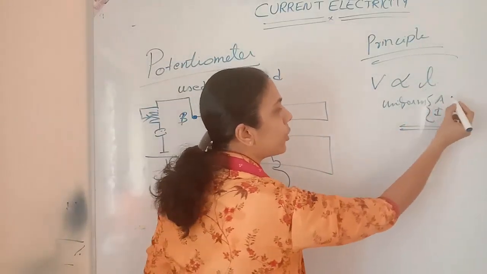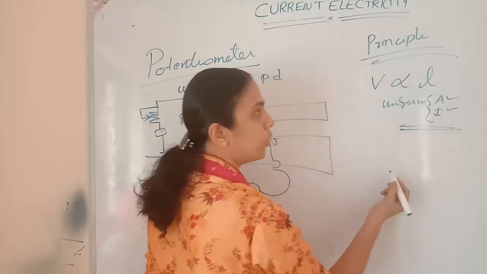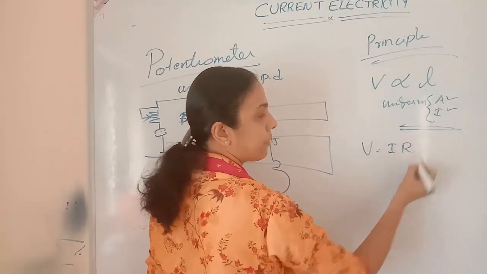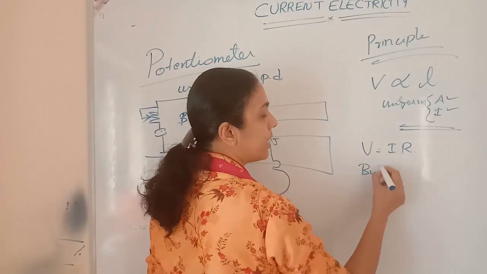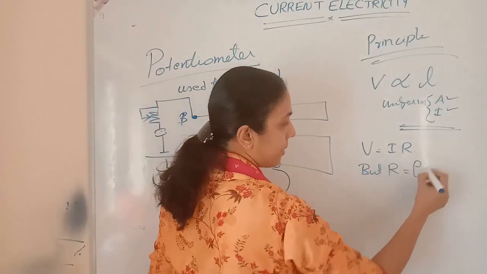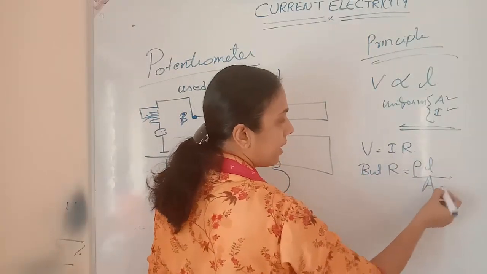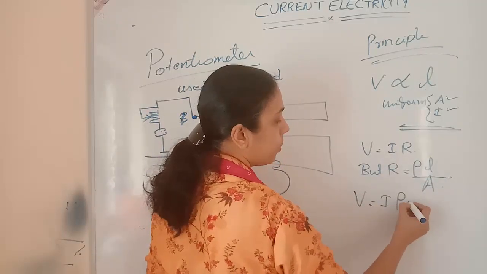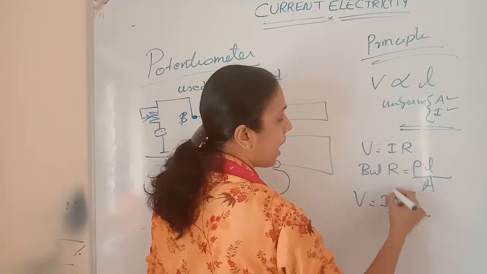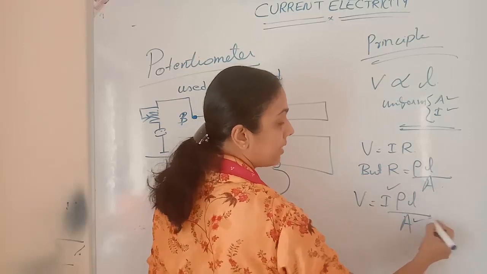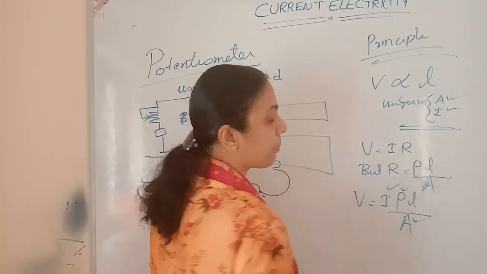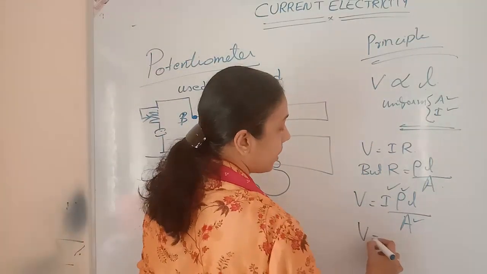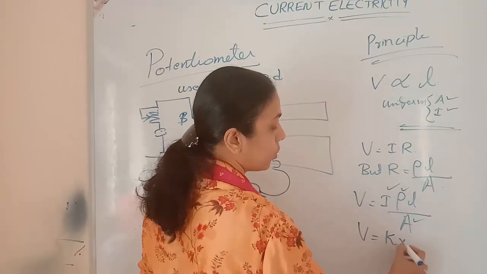See, I told you for uniform area of cross section and uniform current, right? We know V equals IR, and R equals rho into L by A. This also we learned, right? So I am applying over there: I rho L by A. I is uniform, constant, A is constant. We know for a particular material, rho also will be a constant. So we are getting it as V is equal to constant K into L.